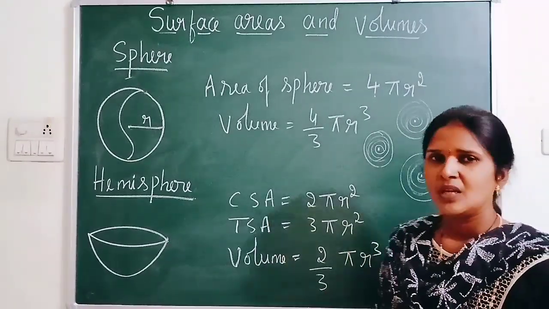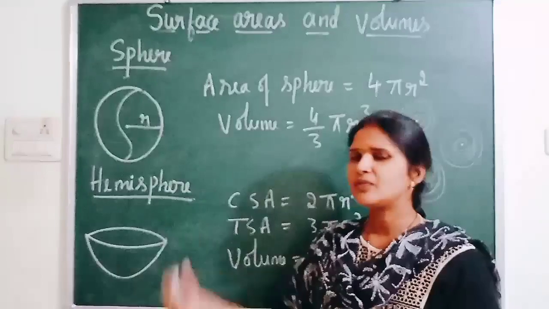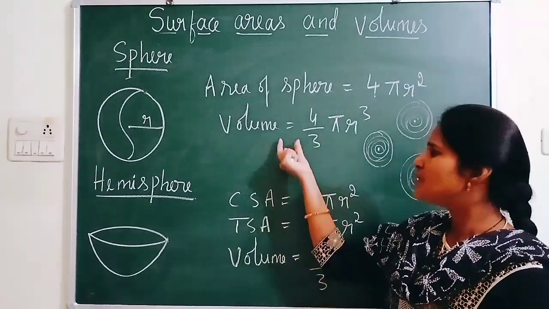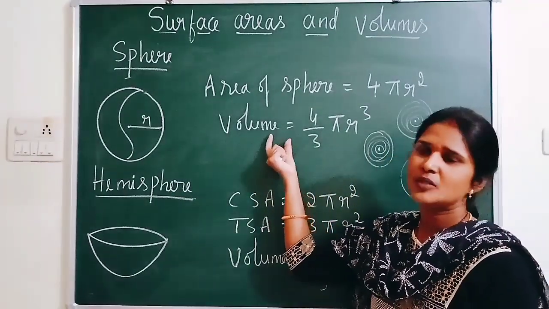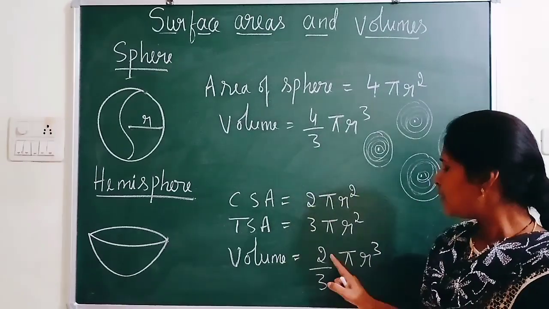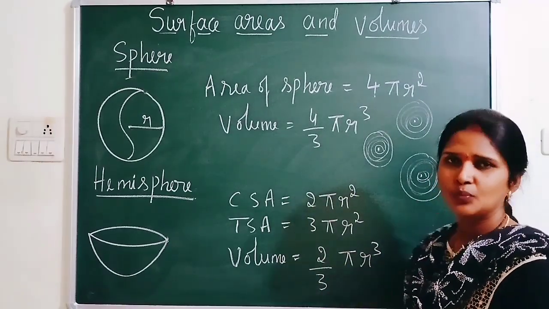Next, volume. As you know, a hemisphere is half of a sphere. So the volume of hemisphere is also half the volume of sphere. Divide by 2 and we get 2 by 3 pi r cube.